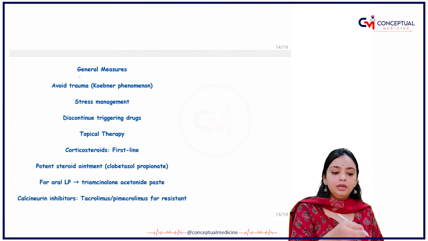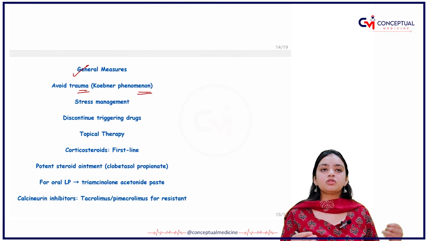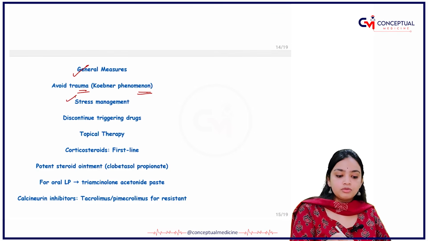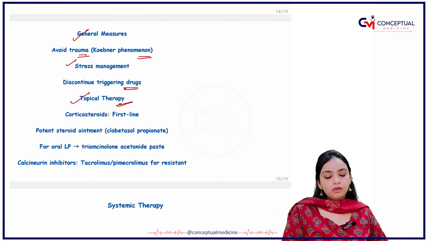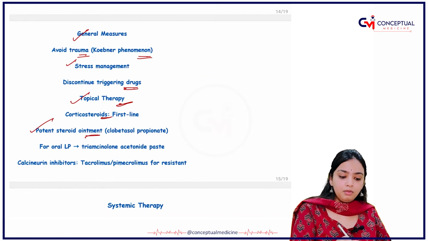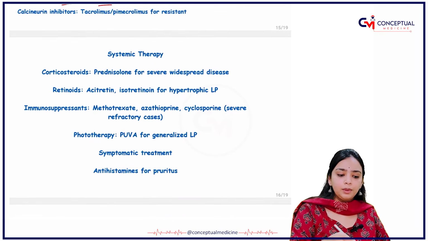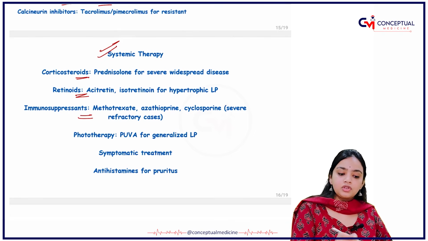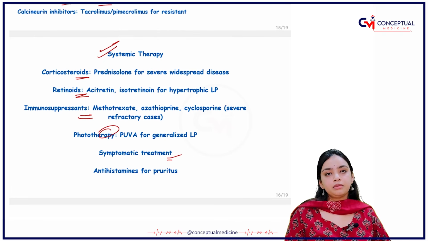What is the treatment? For treatment, you have to take general measures and avoid trauma. That is called Koebner's phenomenon, right? Because Koebner's phenomenon occurs at the place of trauma only, so avoid that. Stress management should be there, and discontinue triggering drugs. There should be topical therapy like corticosteroids, potent steroid ointments. For oral lichen planus, you have to give triamcinolone acetonide paste. What is the systemic therapy? You will go for corticosteroids, retinoids, and immunosuppressants. Then you will go for phototherapy.